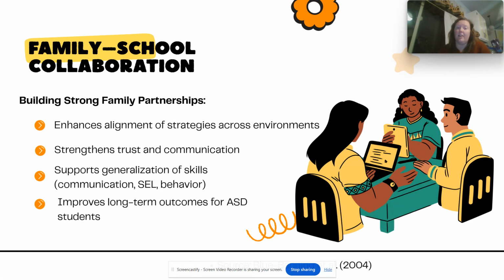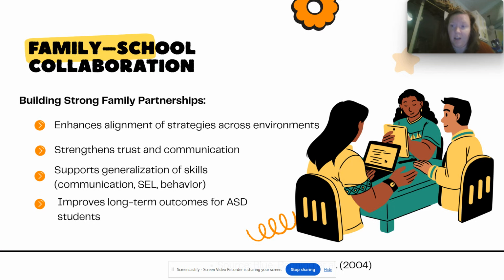Family and school collaboration is also super important for students with autism. We need to build those strong family partnerships. Start with a win. Don't just be the teacher, the leader, who calls the parents when there's a problem. Call them and say something positive about their student. Tell the student that you're going to call them and say something positive. Really increase that optimism, that positiveness, so you can build that relationship.